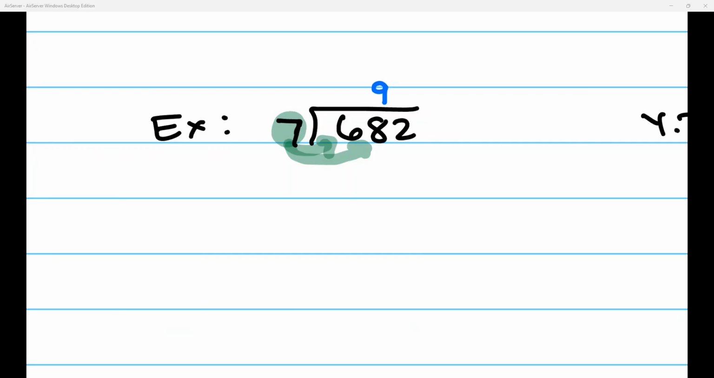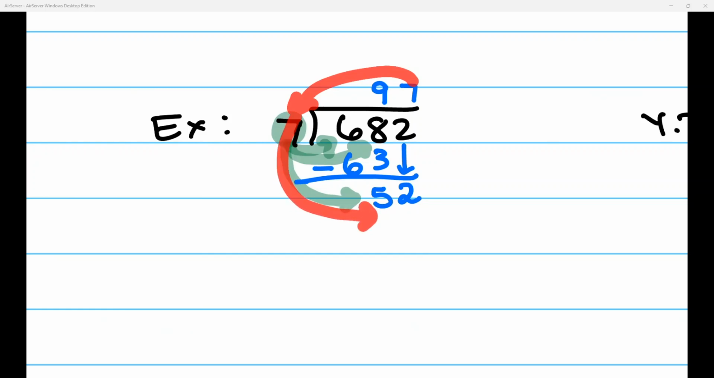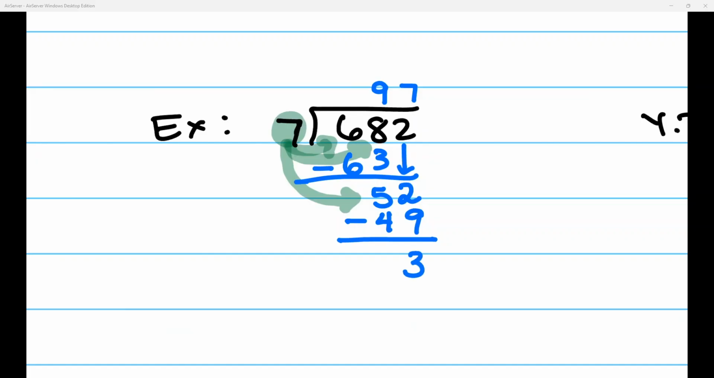So now that I have this, I'm going to go ahead and multiply these out. 9 times 7 is going to give me a 63. I write the 63 under the bottom. Subtract 68 minus 63, that gives me 5. I bring down the 2. And I start the process again. And I say 7, how many times does it go into 52? The answer to that one is 7. 7 times 7, the answer I get is 49. And I subtract 52 minus 49, the answer is 3. And there's no more numbers here for me to bring down. That means this is my remainder. So I'm going to write 97 remainder 3.